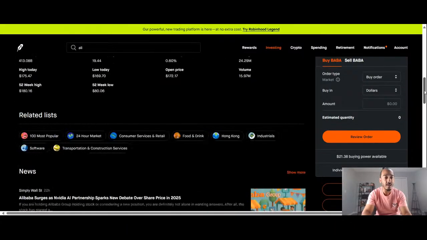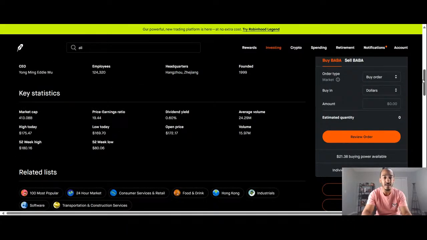And another metric you want to look at when you're looking at stocks on a discount is their PE ratio, which is their price to earnings ratio, right? And as you can see, Alibaba's PE ratio was 19.4. That is an excellent PE ratio. The stock is cheap.